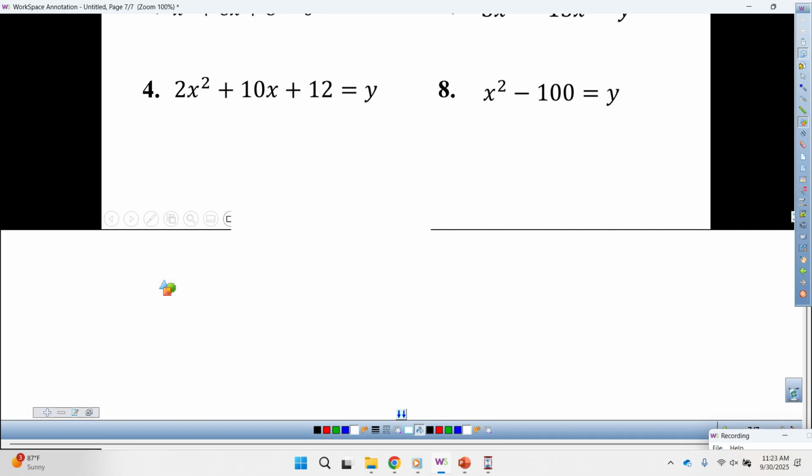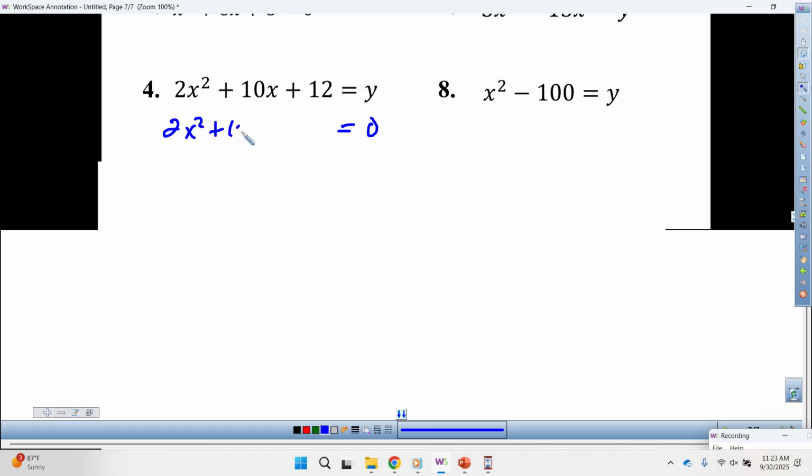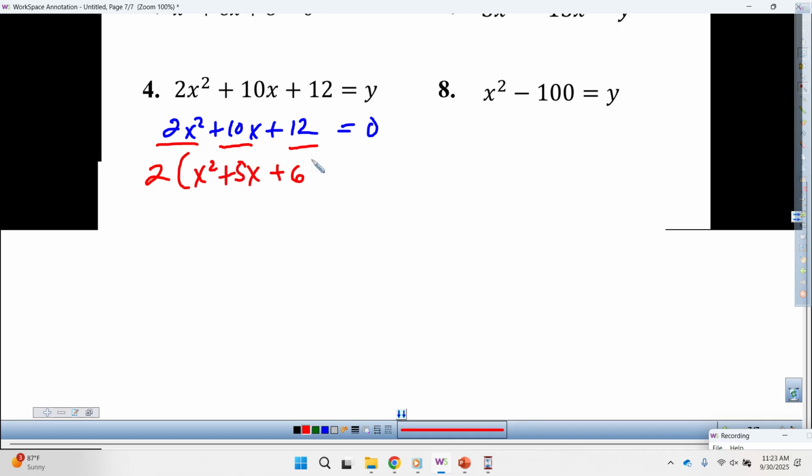Here we go. Of course, first step is to set it equal to 0: 2x squared plus 10x plus 12. Next, what do we check for? Can we divide all three terms by a common number? What number is that? 2. That leaves us with x squared plus 5x plus 6 equal to 0. Where do you get that from, Mr. Q? Well, what is 2x squared divided by 2? X squared. What is 10x divided by 2? 5x. What is 12 divided by 2? 6.